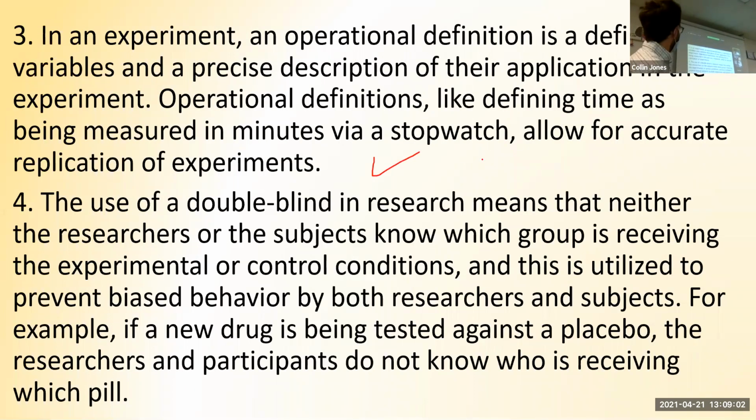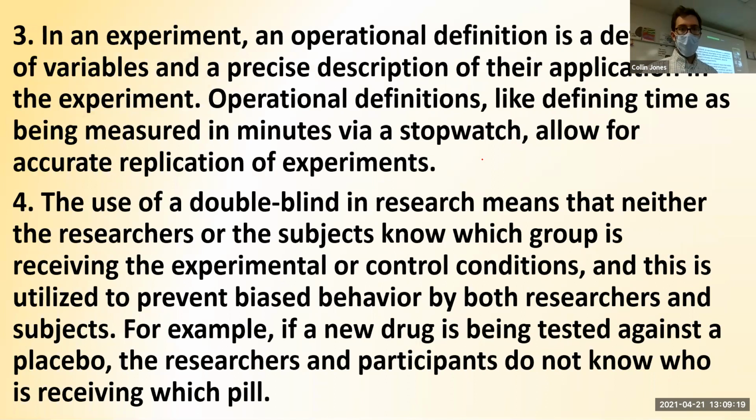Let's see number 4. The use of a double blind in research means that neither researchers nor the subjects know which group is receiving the experimental or control agents. This is utilized to prevent biased behavior by both researchers and subjects. For example, if a new drug is being tested against a placebo, the research participants... this student is brilliant. Do you think they got point 4? Let's check it out. Okay, they did.